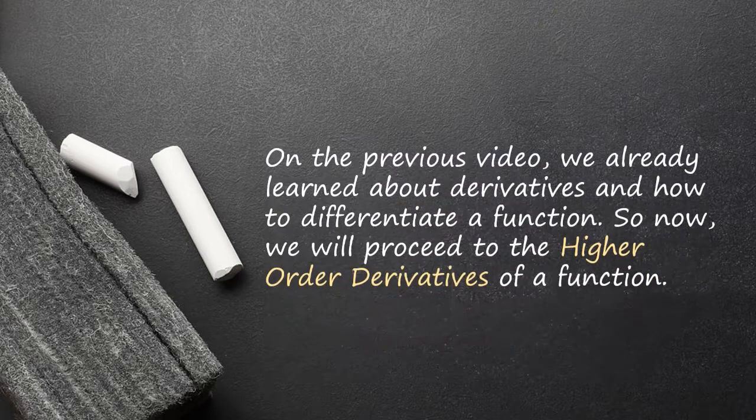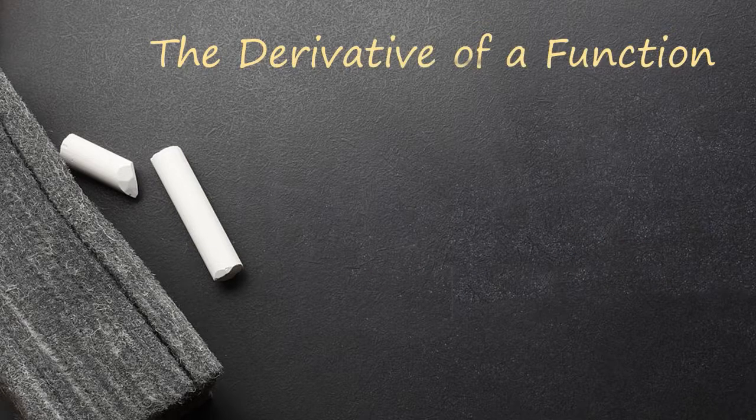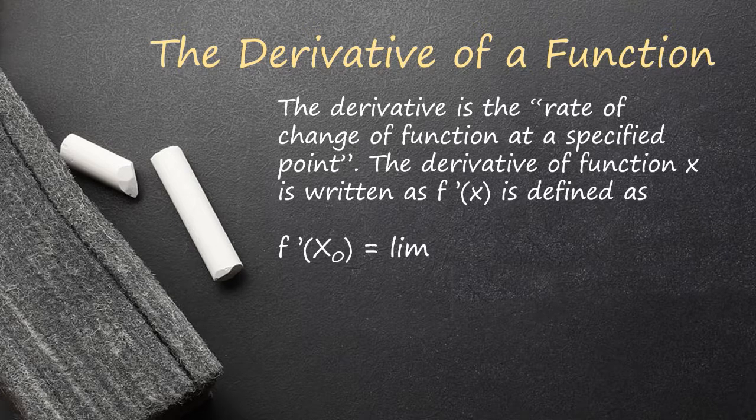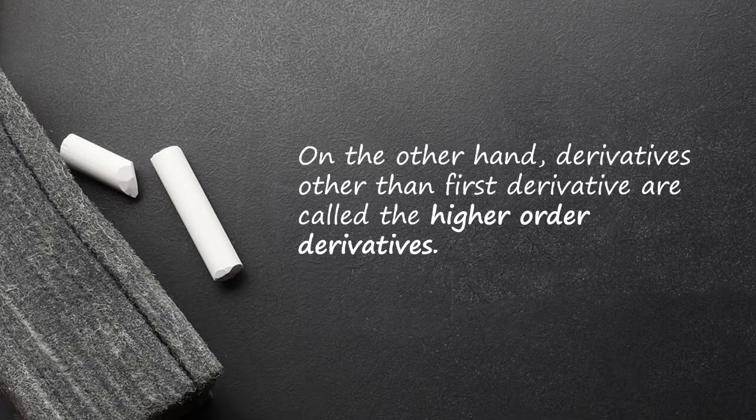In the previous video, we already learned about derivatives and how to differentiate a function. So now, we will proceed to the higher order derivatives of a function. Before anything else, let's first define derivative. The derivative is the rate of change of a function at a specified point. On the other hand, the derivatives other than the first derivative are called the higher order derivatives.